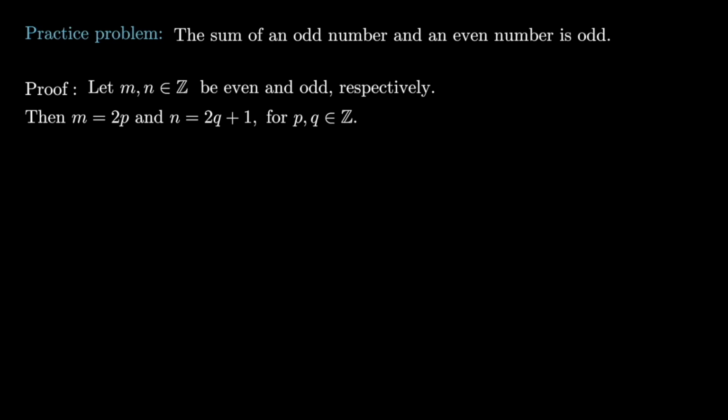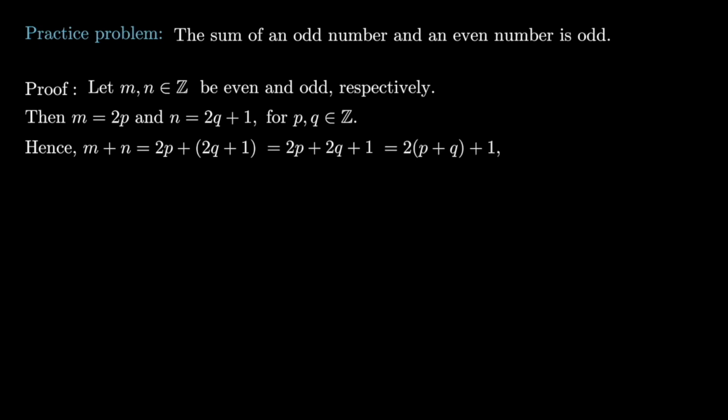If we add them up, we see that m plus n is 2p plus 2q plus 1. Now 2p plus 2q, both of those have a factor of 2, so that means that 2p plus 2q is even. The 1 doesn't have a factor of 2, so we now have an even plus 1, which is odd.